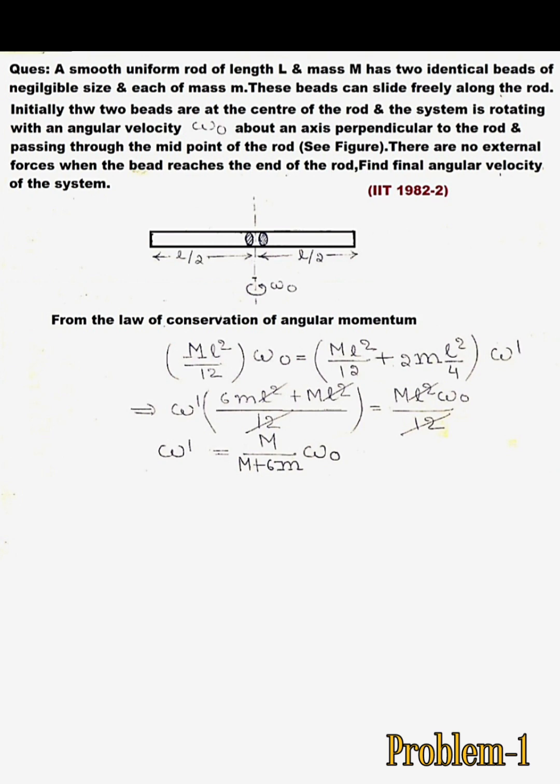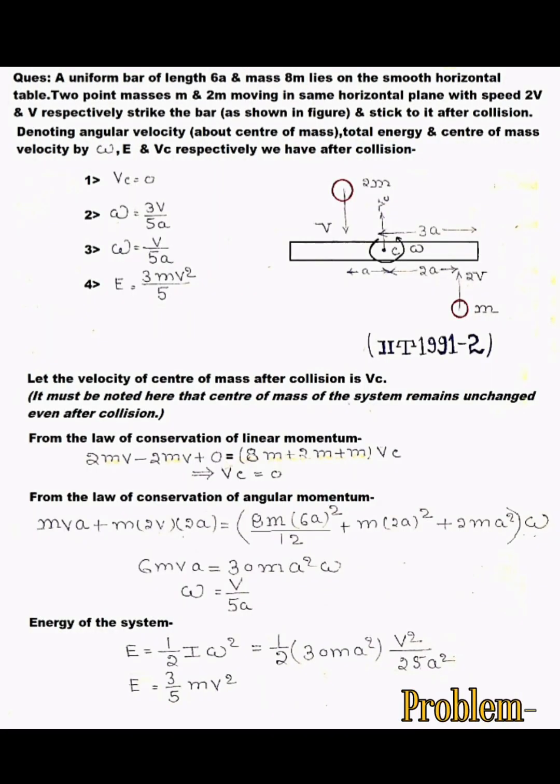Now when both beads reach the end point, they both have moment of inertia 2 ml square by 4 and the rod has moment of inertia ml square by 12. So total moment of inertia of the system will be ml square by 12 plus ml square by 2. Hence, applying law of conservation of angular momentum, we can get the final angular velocity as capital M divided by capital M plus 6 small m, omega 0. Now come to the second problem.